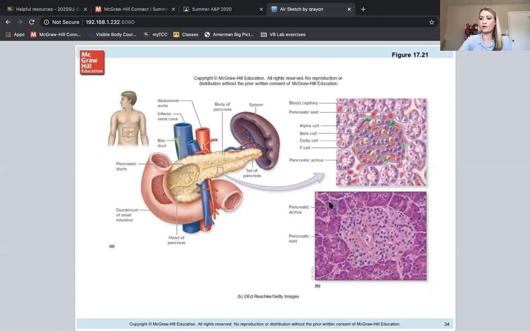Now the endocrine part of the pancreas, again, comes from those pancreatic islets, and there are several different types of cells that we see in the pancreatic islets. Alpha and beta cells are the ones that are important to us for insulin and glucagon, and then there are also delta cells and F cells. The alpha cells secrete glucagon, and beta cells secrete insulin. The insulin is released following a meal.